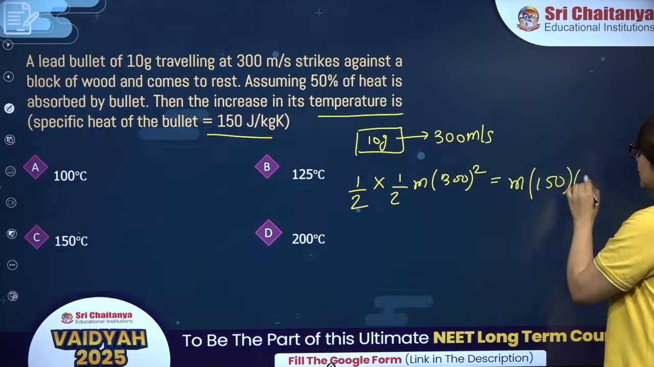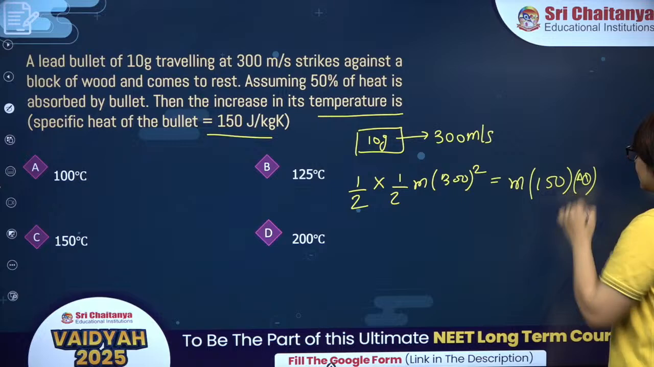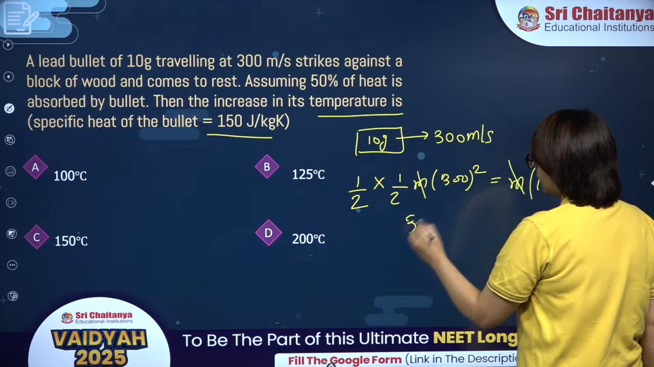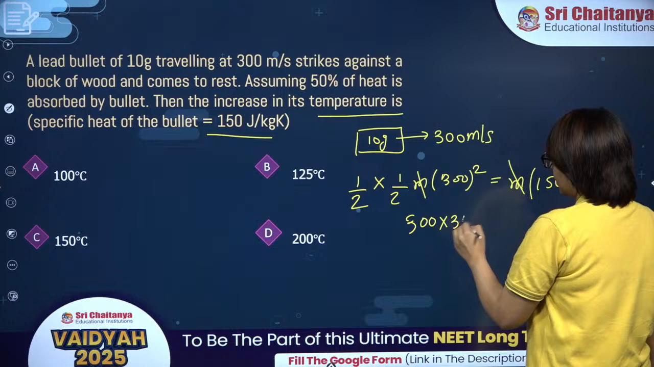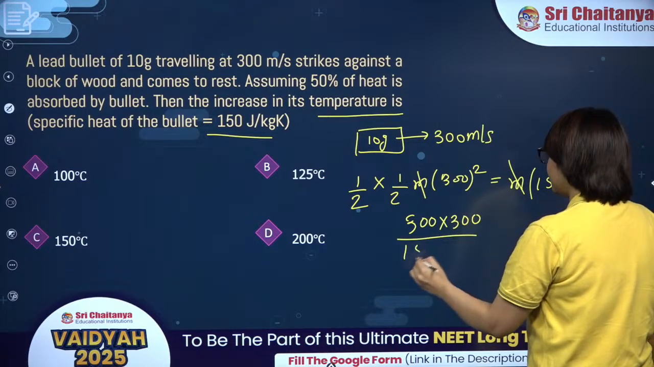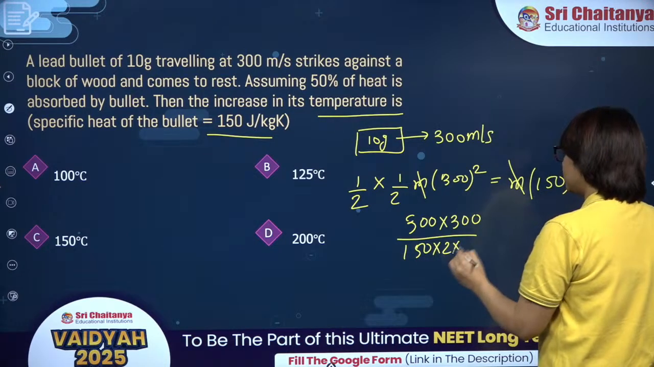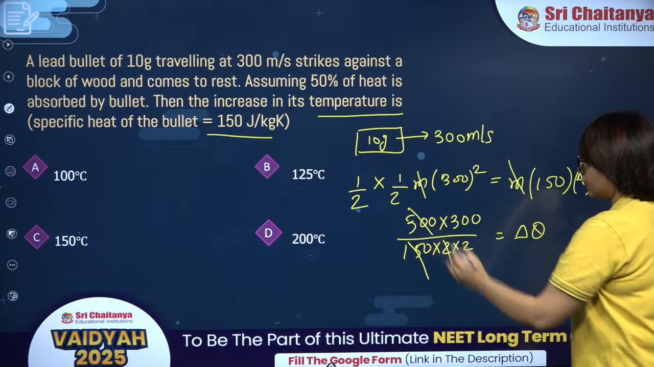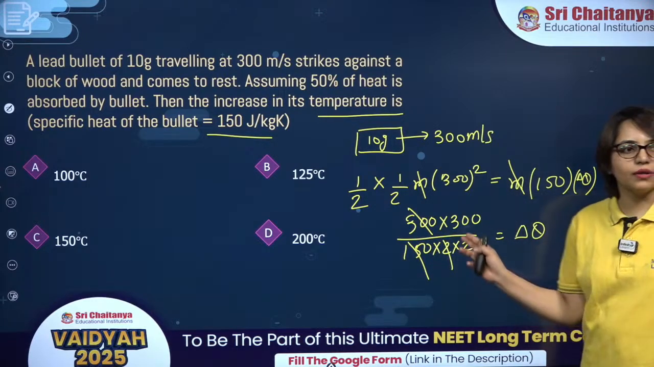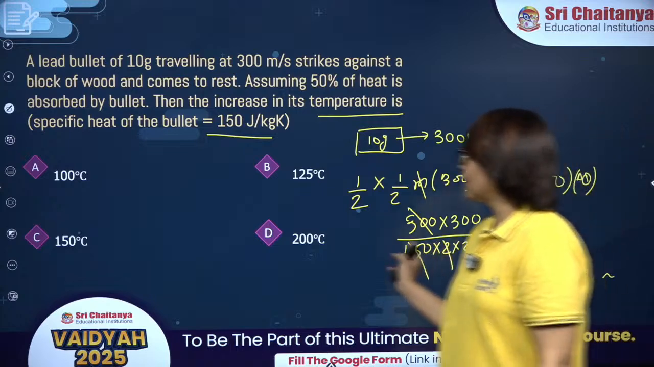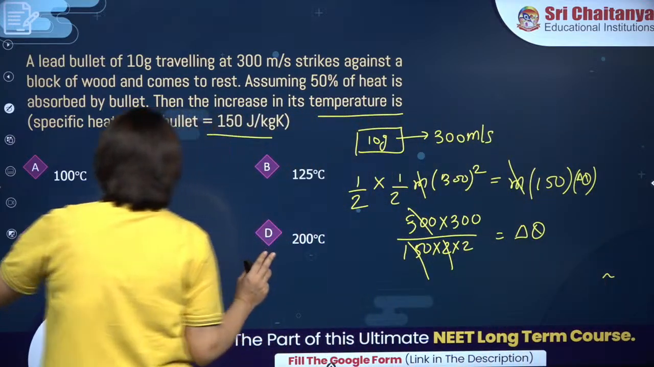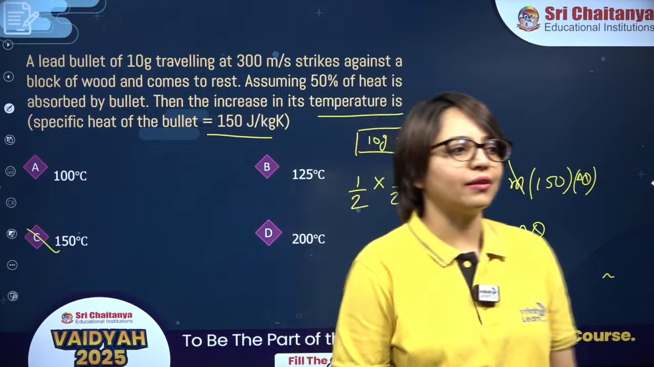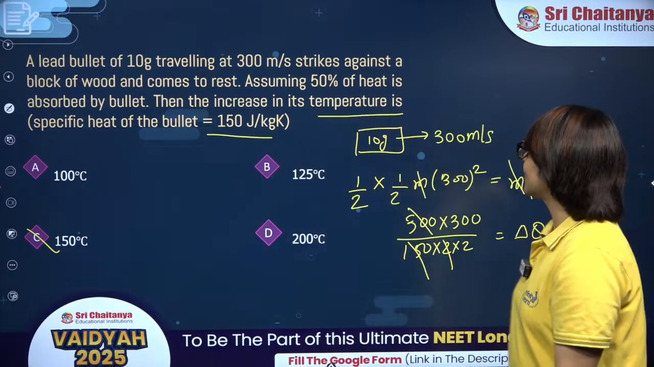Delta theta is the change in temperature, m cancels. So we have 300 into 300 divided by 150 into 2 into 2, and that is delta theta. 300 cancels, so delta theta will be 300 by 2, which is 150. So yes, correct answer is option C. Well done guys, well done. Well done everyone. Okay, let's try this one.